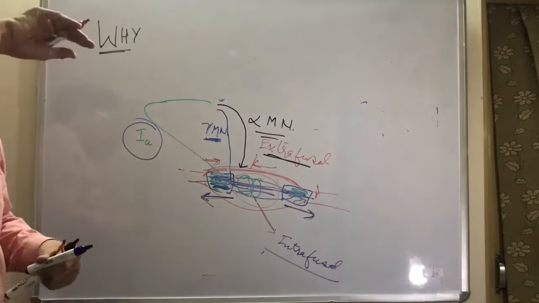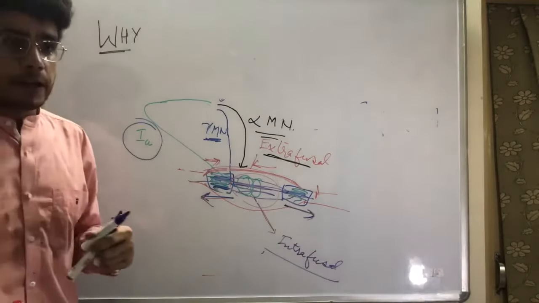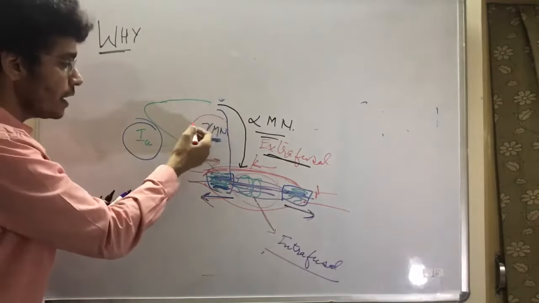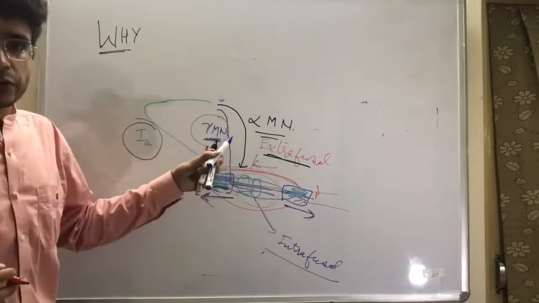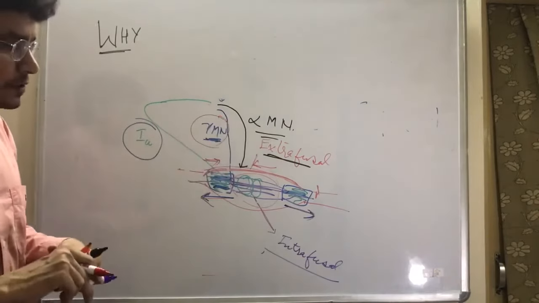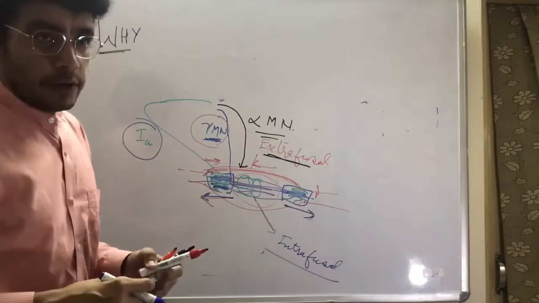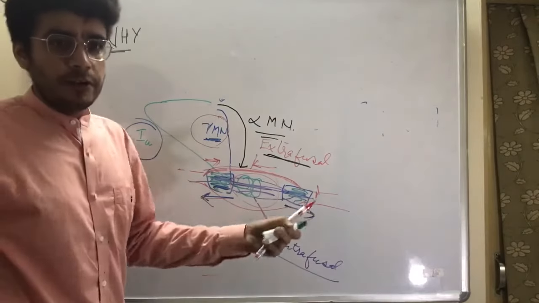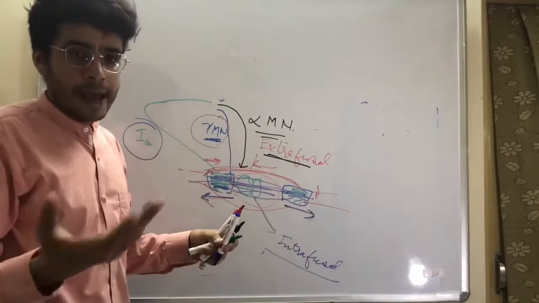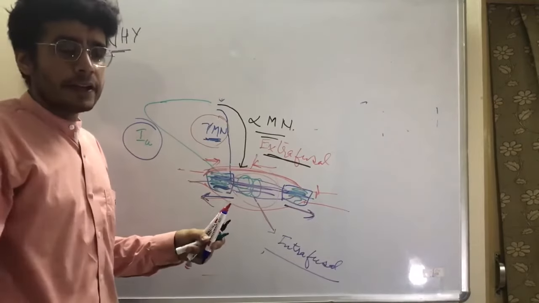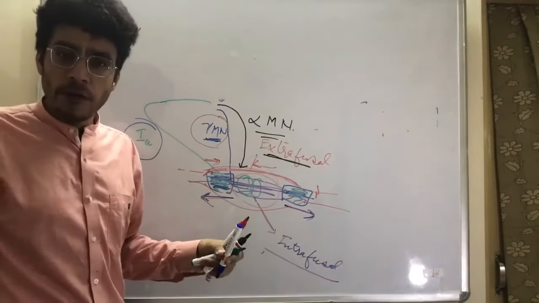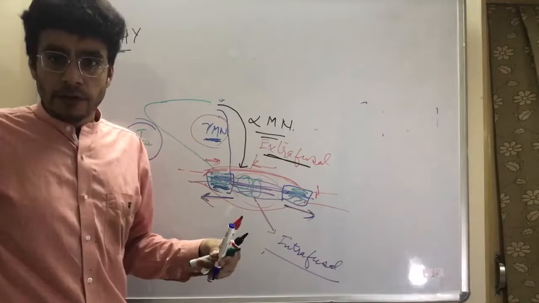Now, what happens in the case of a superficial reflex? In a superficial reflex, the gamma motor neuron is totally cut off. Why? Because just take the example of the withdrawal reflex. Whenever we are in the kitchen and we touch a hot pan, what do we do? Immediately our hand will withdraw itself.